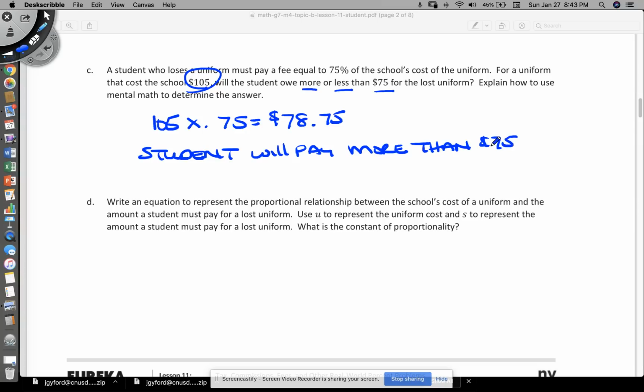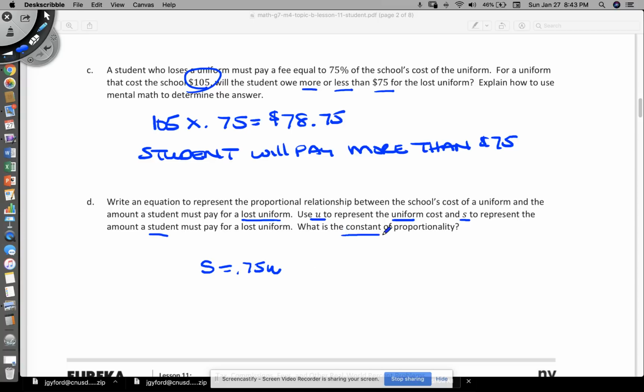Now, D says, write an equation for all this stuff that we've been doing, these past 3 problems. What would be our equation? Now, they want us to use the variable U for uniform and S for student. So the student, well, in this situation here with the 75, I guess, because it did say for the lost uniform right there. Okay, so not all the problems, just this last one. So the student would pay $0.75 of the uniform. And so there is my equation.